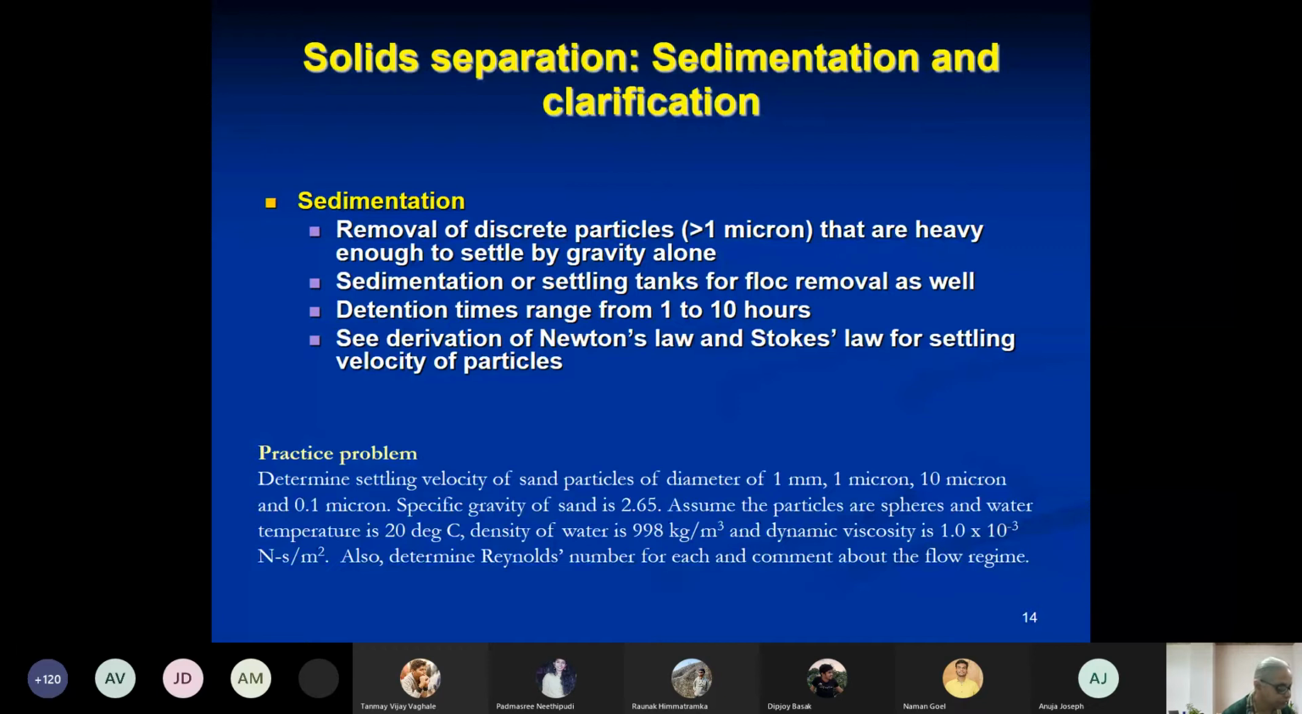After all, as you increase detention time, the cost of making the tank will automatically increase. So if cost is not a factor, we can go on for much longer detention times. The most common detention time, in the absence of any other information, is 3 to 4 hours. So 3 to 4 hours is the most common, but it can be less, it can be more. We'll come back to that.